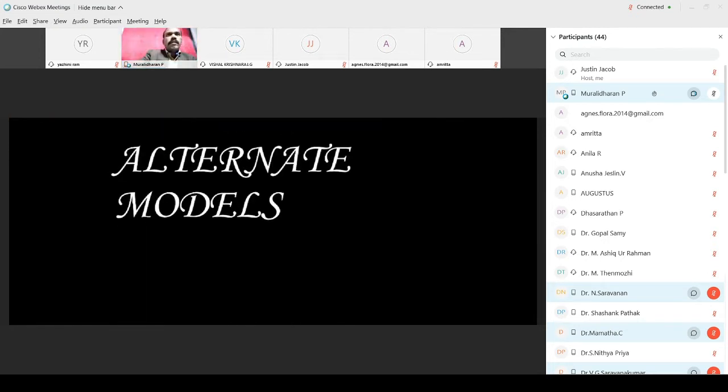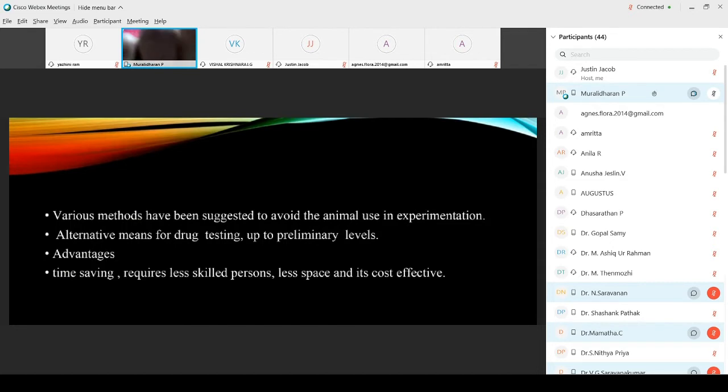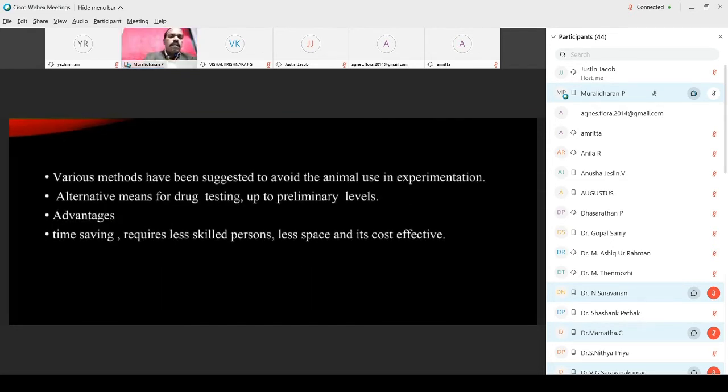So we'll get into the topic like alternate animal models. Various methods have been suggested to avoid the use of animals in experimentation. The alternate means for drug testing is up to the preliminary levels only, and the advantages are mainly that they are much time saving, they require less skilled persons, they need less space, and they are much more cost effective when we follow the alternative methods.